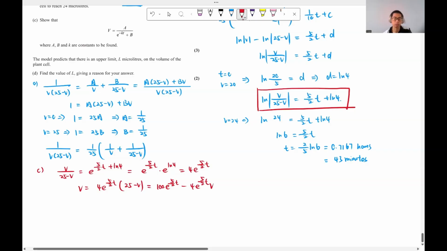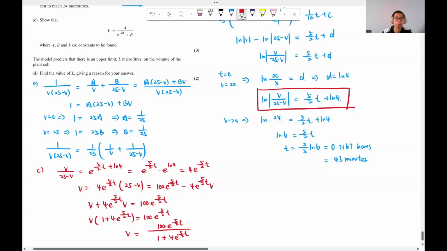And once we have that, we can rearrange it, move all the v to one side. So v plus 4 e to the power of 5 over 2t times v equals 100 e to the power of 5 over 2t. And then factorize out v, that would be 1 plus 4 e to the power of 5 over 2t equal to 100 e to the power of 5 over 2t. So then v is just equal to 100 e to the power of 5 over 2t over 1 plus 4 e to the power of 5 over 2t.